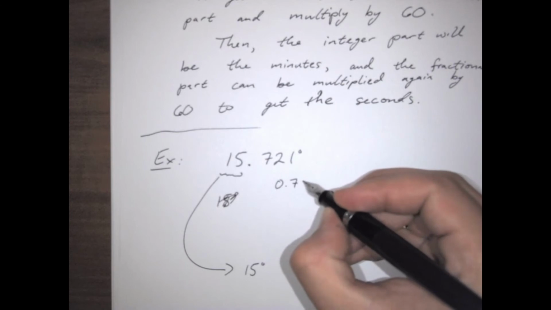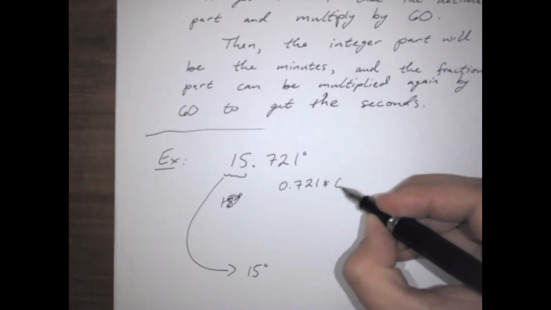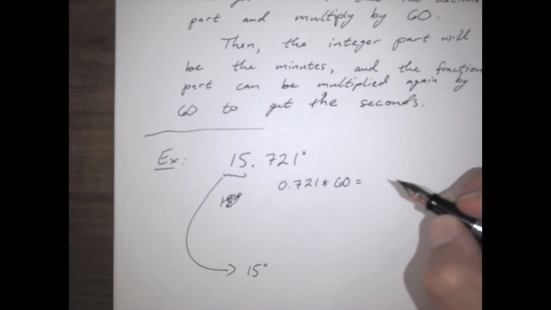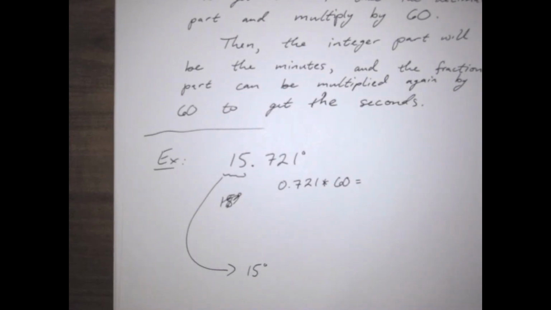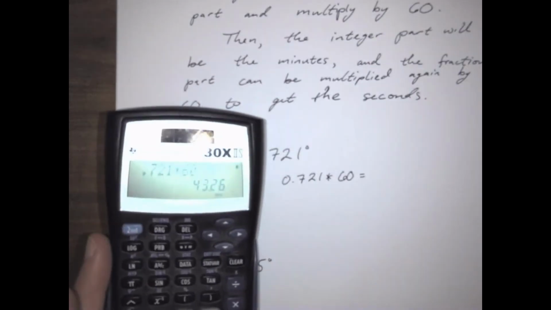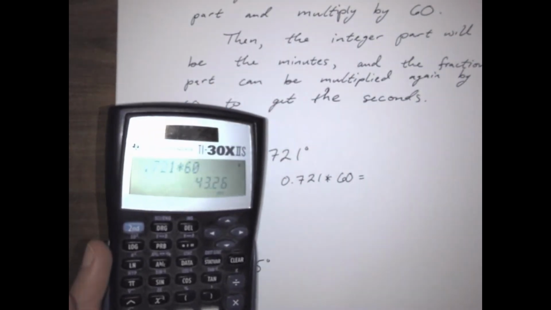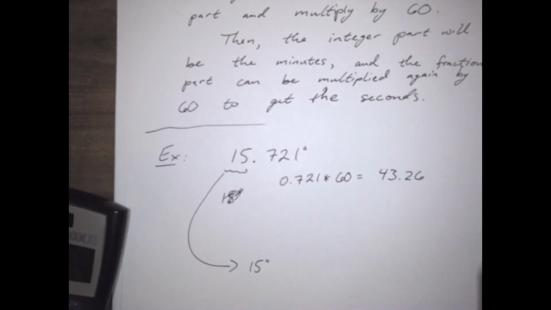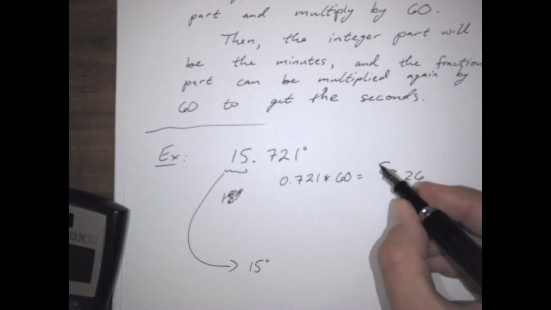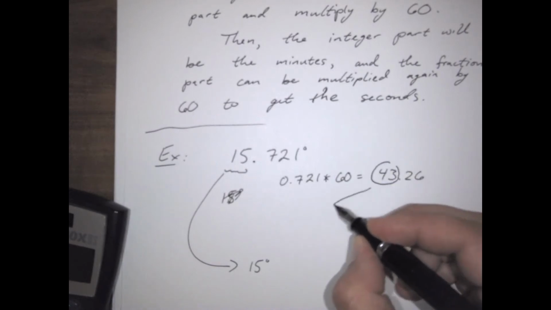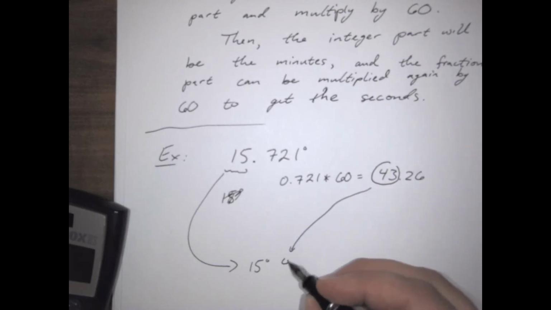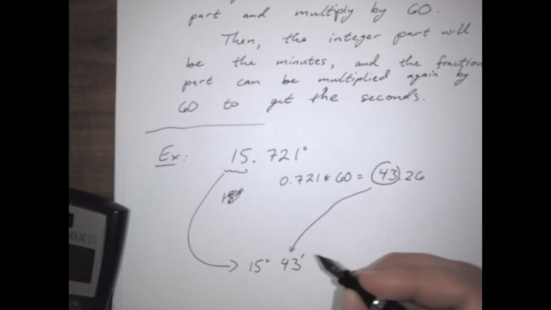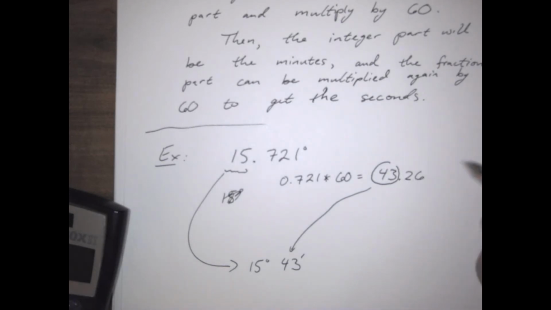So 0.721 times 60. So we scale it up by 60, and that'll tell us how many minutes there are. Okay, well, I'm going to try that. 0.721 times 60. So I just entered it as I had pronounced it, and it's 43.26. Okay, well, that part is the minutes. So 15 degrees, 43 minutes.